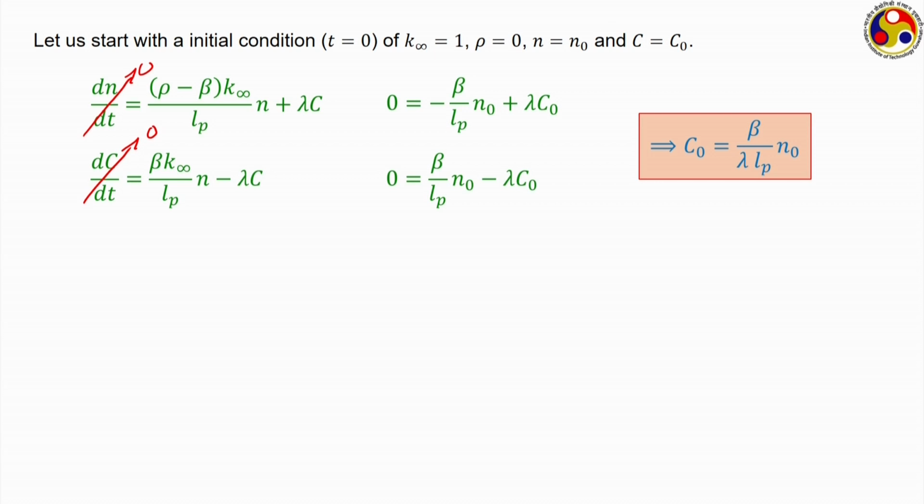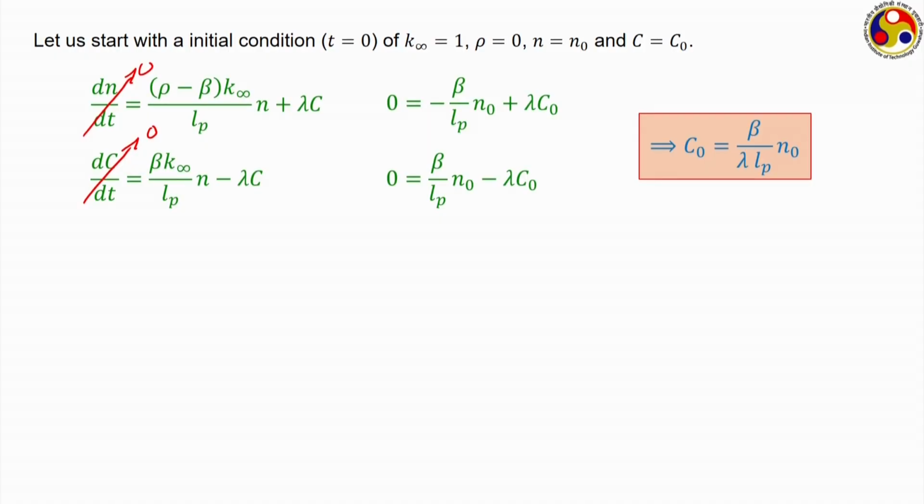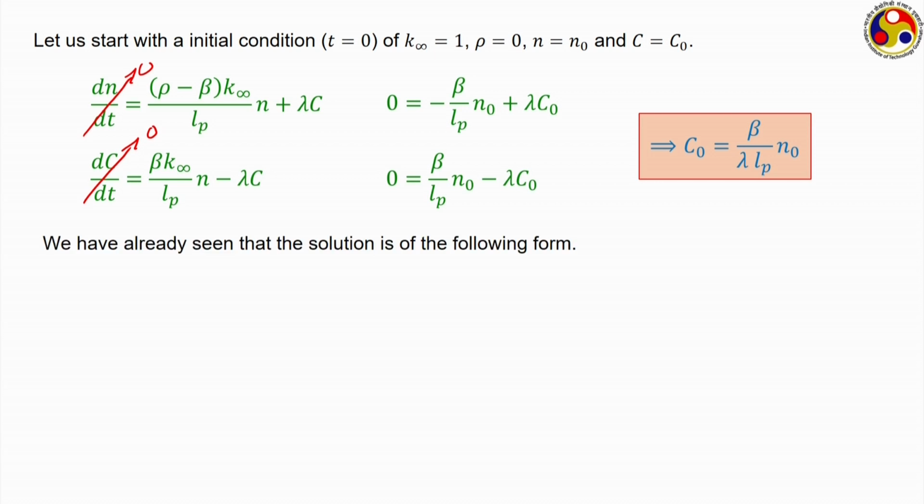So, we are getting C naught equal to beta upon lambda LP into n naught. That is, once we know the value of these 3 parameters beta, lambda and LP, which all of them generally are quite standard, beta equal to 0.0065 for uranium 235, lambda value was also known, which is the average value of decay constant for combining all possible delayed neutron precursors, and LP is generally of the order of 10 to the minus 3. So, we have a relation between C naught and n naught.